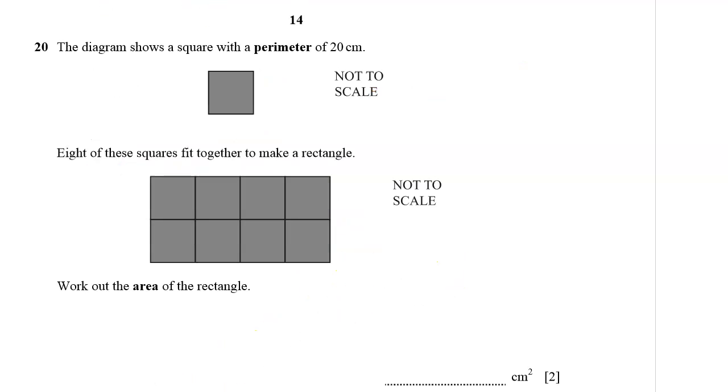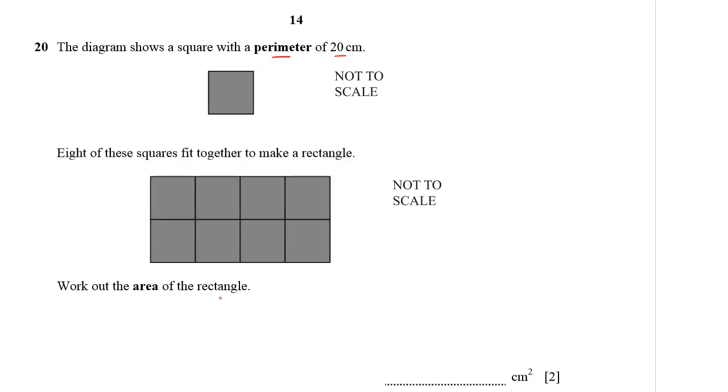Question number 20. The diagram shows a square with perimeter of 20 centimeters. This is a square of perimeter 20 centimeters. Each of these squares fit together to make a rectangle. We have a rectangle there. Work out the area of the rectangle.